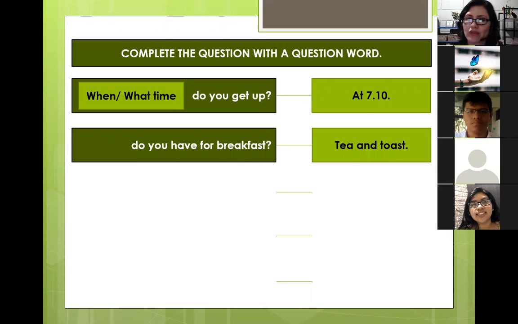What about the second one? Vamos al chat, vamos al chat. Quiero ver qué van a responder ustedes. The answer is tea and toast. Tea and toast, okay? So, what would be the question? Okay, veamos. What are your answers? Ajá, chicos, no veo sus respuestas en el chat. So, which one will you use?